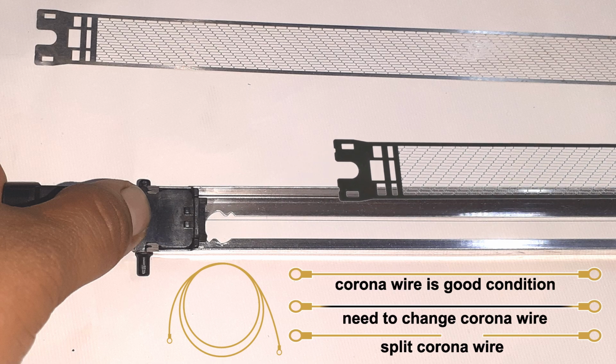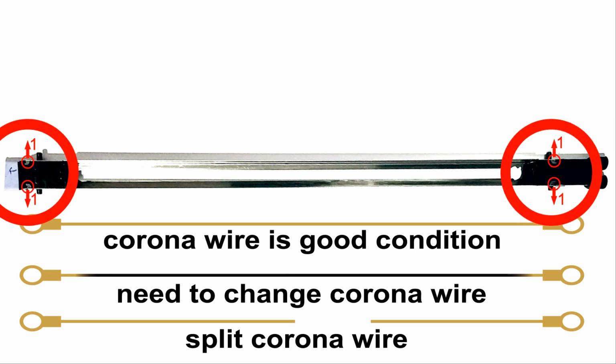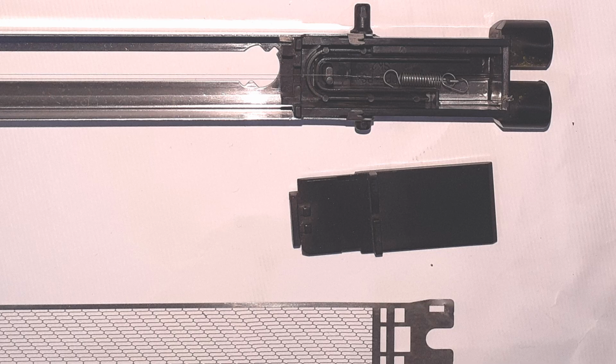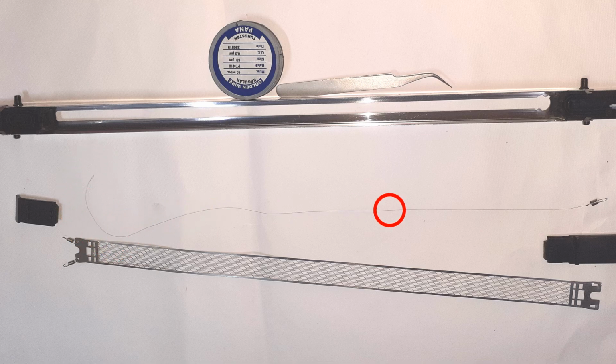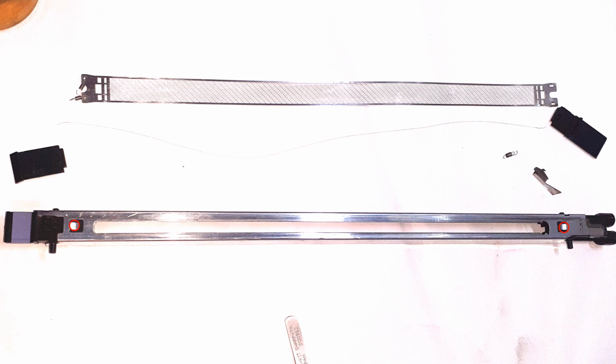After removing the charging grid, remove both of these covers. To remove these covers, simply pull these steel clips outside and slide the covers off. After removing both covers, remove the old corona wire and spring also. For proper cleaning we need to remove both of these black plastic parts. To open these parts, pull up the steel lock and move this part outside.